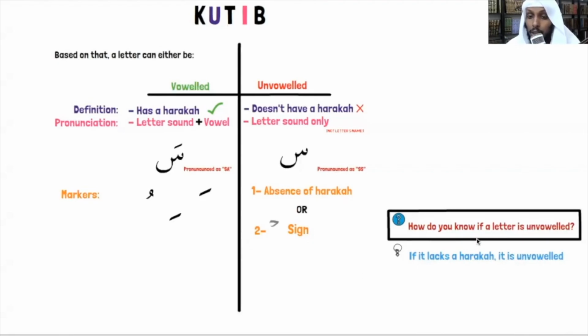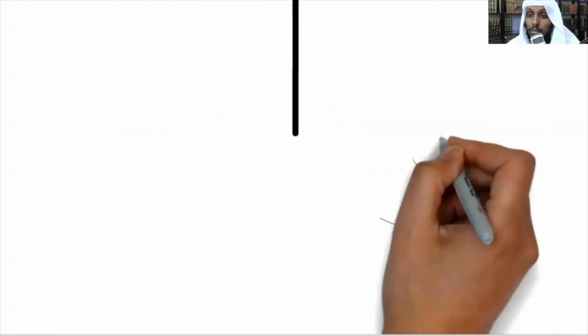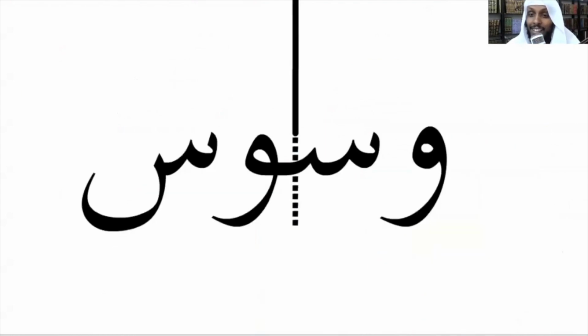Okay, now let's take a word and practice with it. This word, you're all familiar with it. Waswasa. Right? Surah An-Nas: من شر الوسواس الخناس الذي يوسوس في صدور الناس. We seek Allah's refuge from the one that whispers, right? Waswasa means to whisper, right?